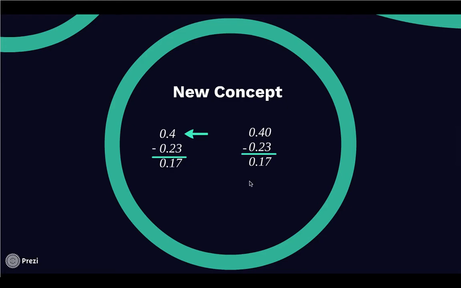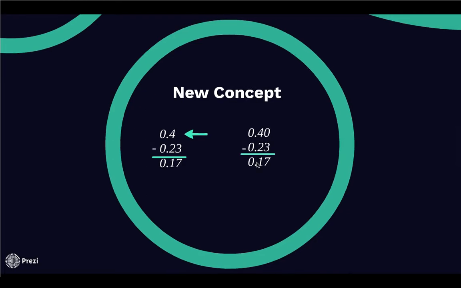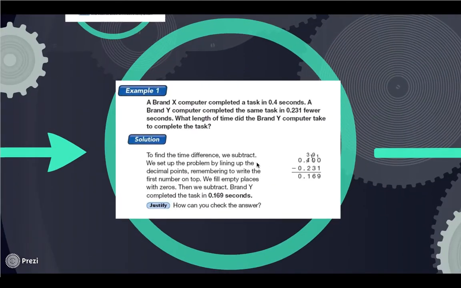So let's go back. Make sure that you have a 0 placeholder after you line your decimals up. If you have numbers missing, go ahead and put those zeros in so that it'll help you keep track of which math you're doing. All right, so let's go to example number 1.